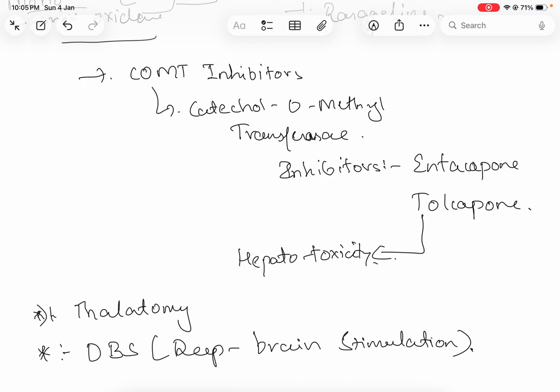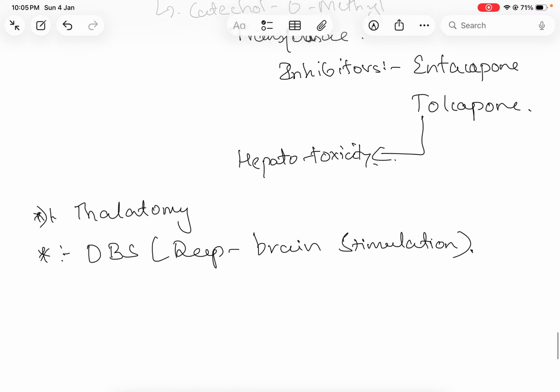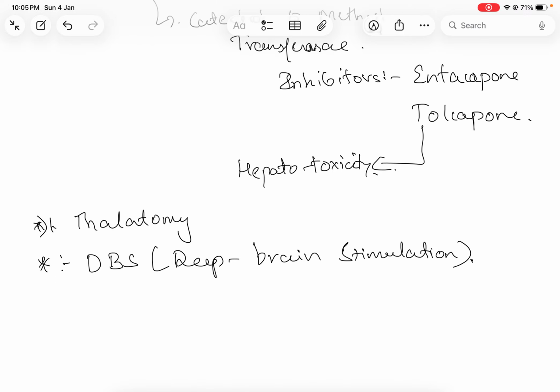And talking about the surgical approach, it is usually thalamotomy, where there will be a mild incision and removal of the thalamus of the brain, and deep brain stimulation, where we usually connect electrodes with the help of craniotomy and stimulate the basal ganglia of the brain.